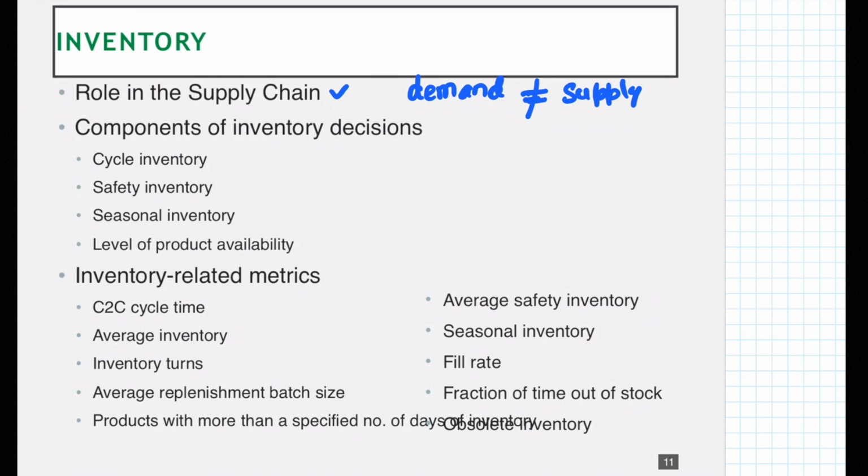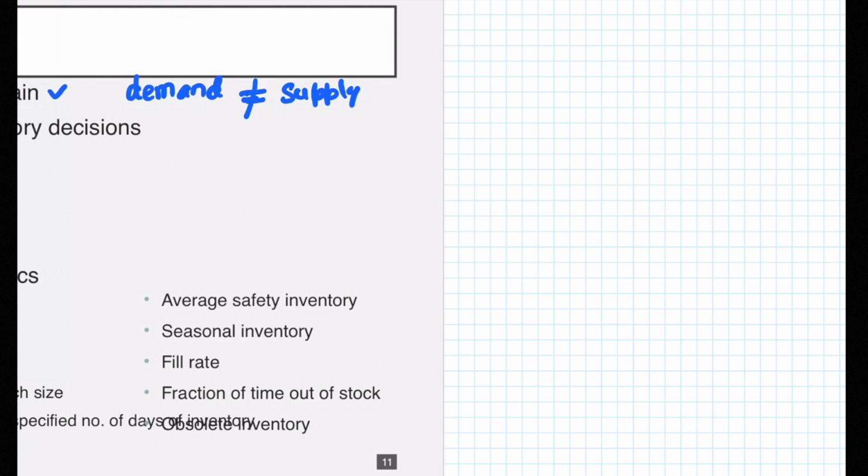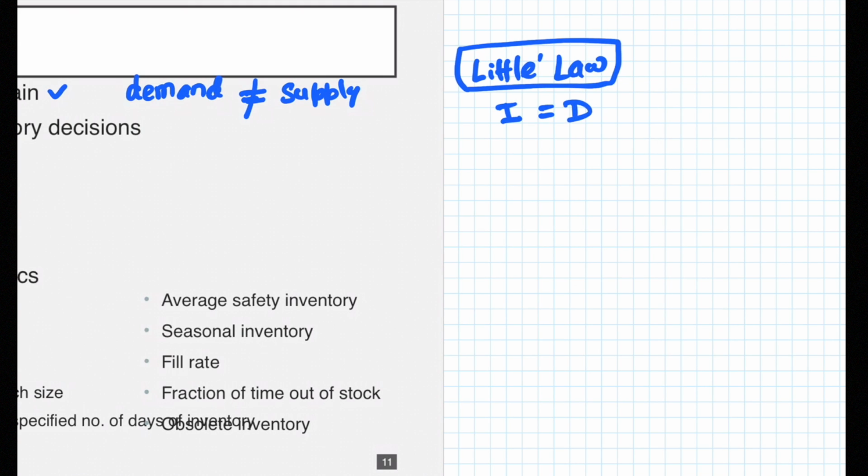Having extra inventory helps in keeping production costs down and also transportation costs down. However, it will increase the inventory carrying cost. On the other hand, if inventory levels are low, that will definitely reduce inventory carrying cost, but it can also result in lost sales. Related to inventory, there is a popular Little's law, which is I equals D times T.